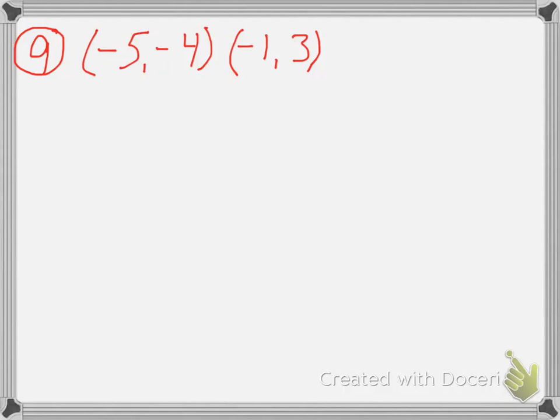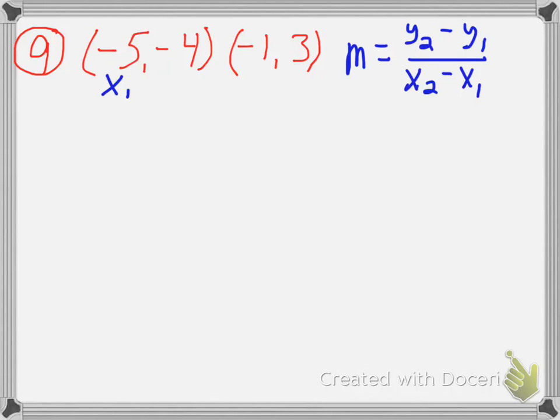All right, in order to do this, the first thing we need is a formula to find slope, which is m equals y2 minus y1 over x2 minus x1. I'm going to let the first set be x1 and y1, and the second set be x2 and y2. So now I'm just going to plug into the formula.